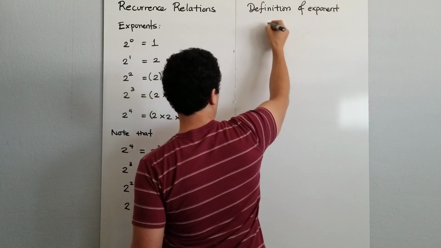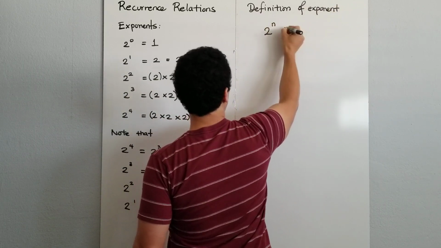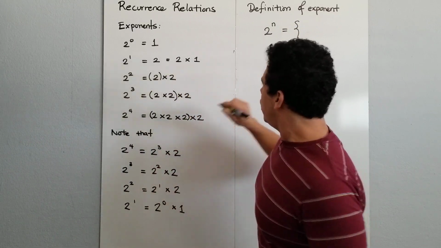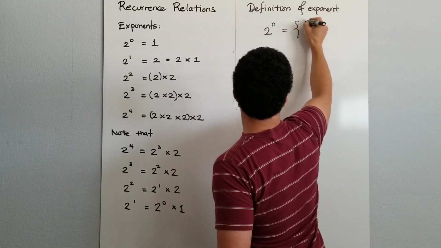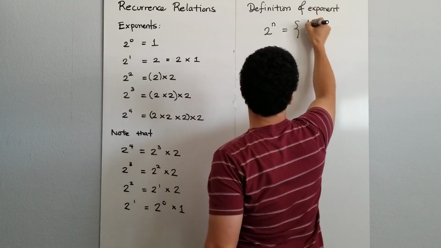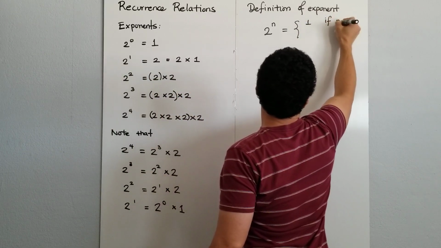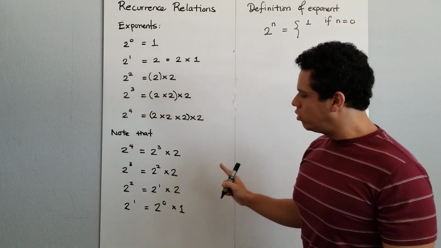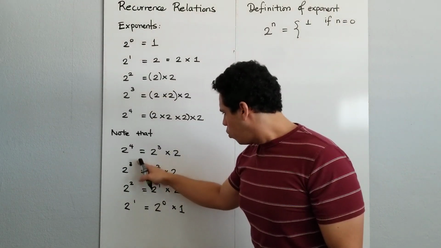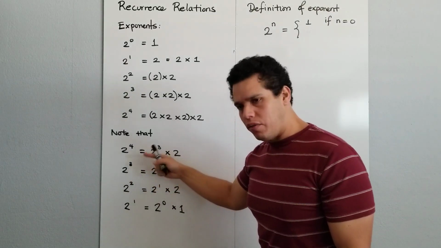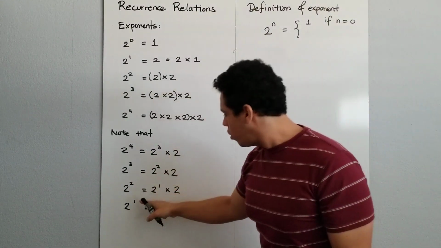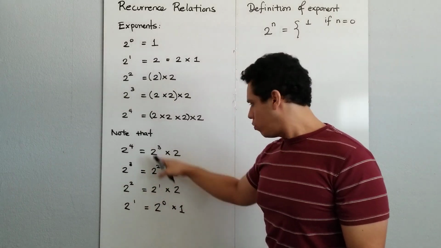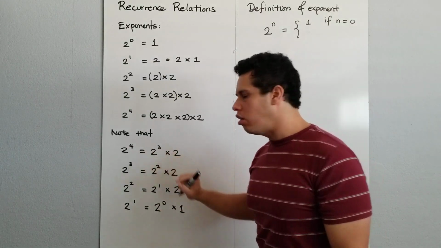I may write 2 to the power of n. Well, it depends. If n is 0, I'll define it to be 1. And if it's not 0, what should we do? Well, if the exponent is greater than 0, we can extract some ideas from these rules, from these equations that we have here.